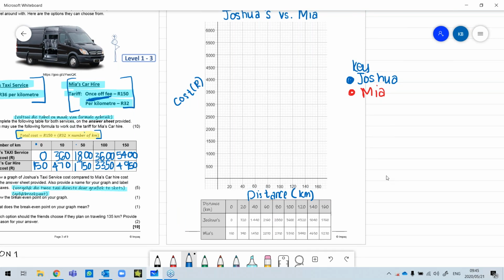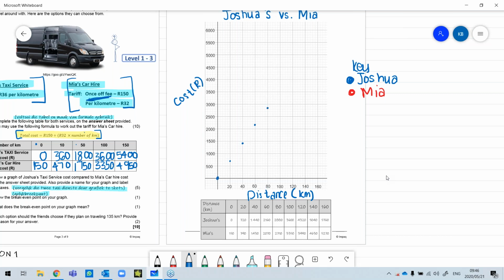For 0 kilometers traveled, the cost is going to be 0 rand. For 20 kilometers traveled, the cost is going to be 720. So that's about there. For 40 kilometers, it's going to be 1,440, which is more or less there. For 60 kilometers, it's 2,160. So let's say it's going to be about there. For 80 kilometers, 2,880. So let's say about there.